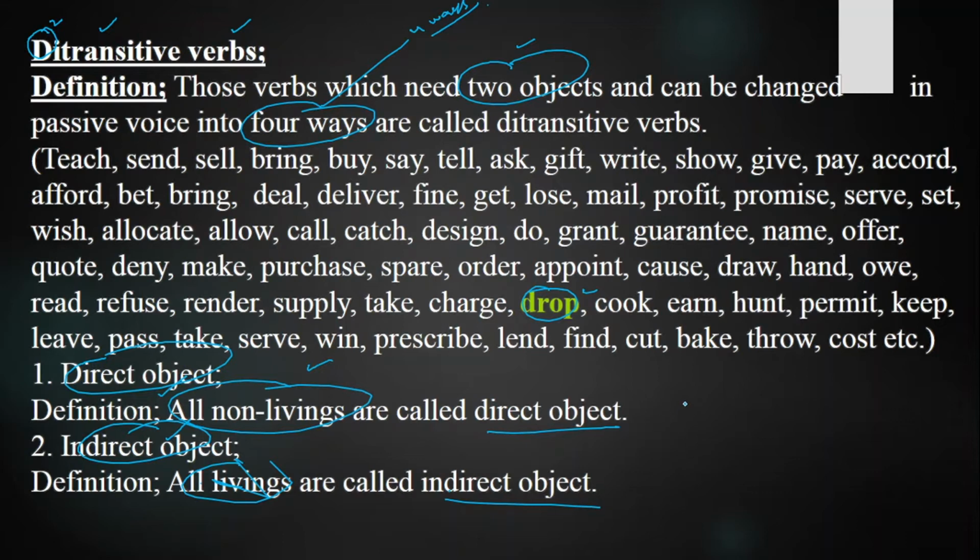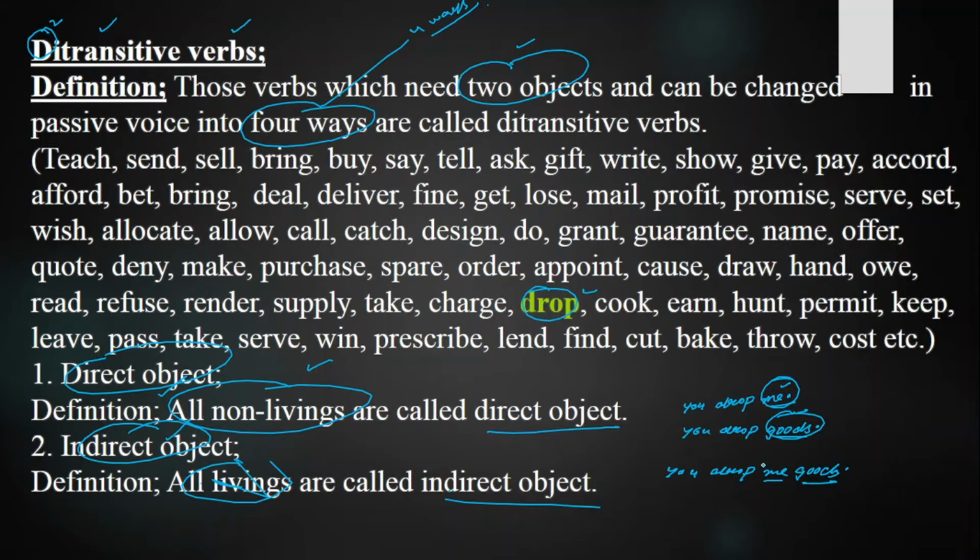For example, I say, you drop me. Now I am not goods, so what do you drop me? If I say, you drop goods, again a question arises: for whom do you drop the goods? So for that you need to bring both objects together. You drop me goods. So this is the indirect object and this is your direct object.